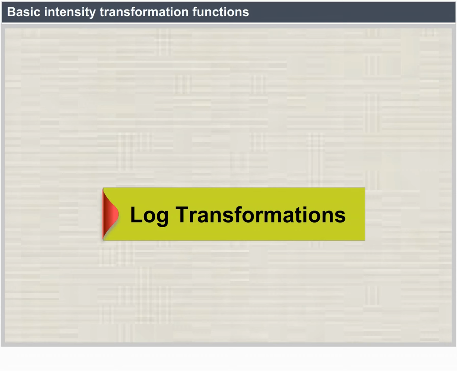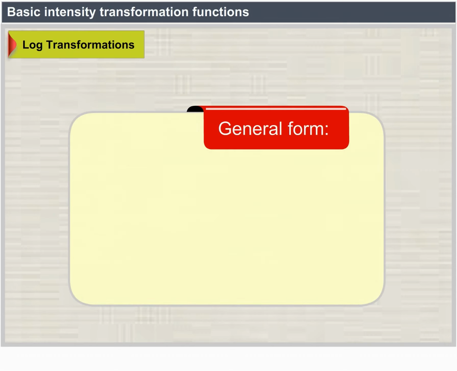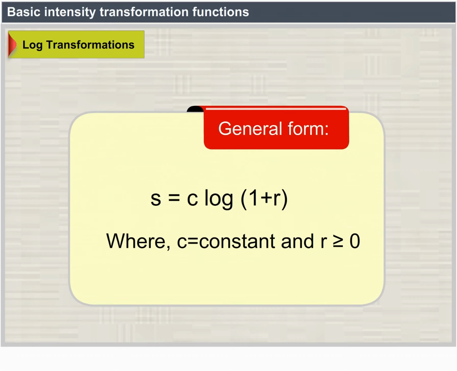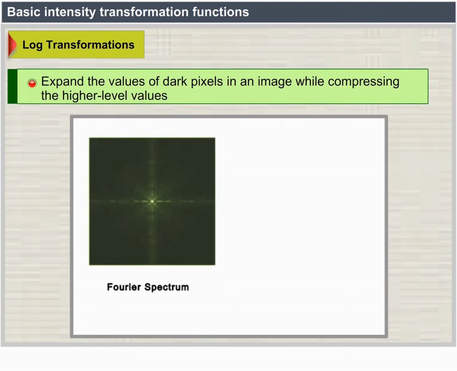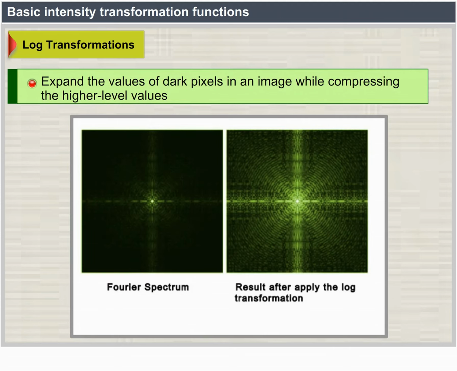Log transformations. General form: S equals C log of 1 plus R, where C is a constant and R is greater than or equal to 0. Expand the values of dark pixels in an image while compressing the higher level values.